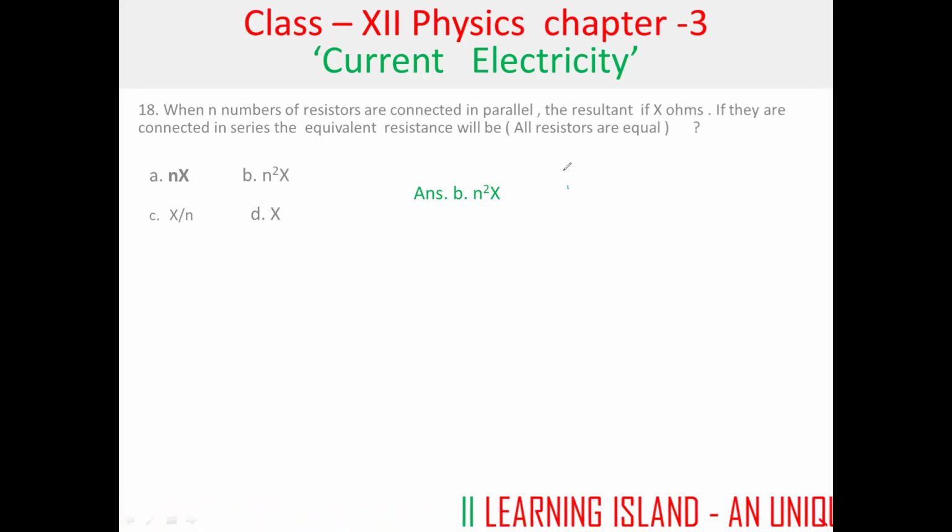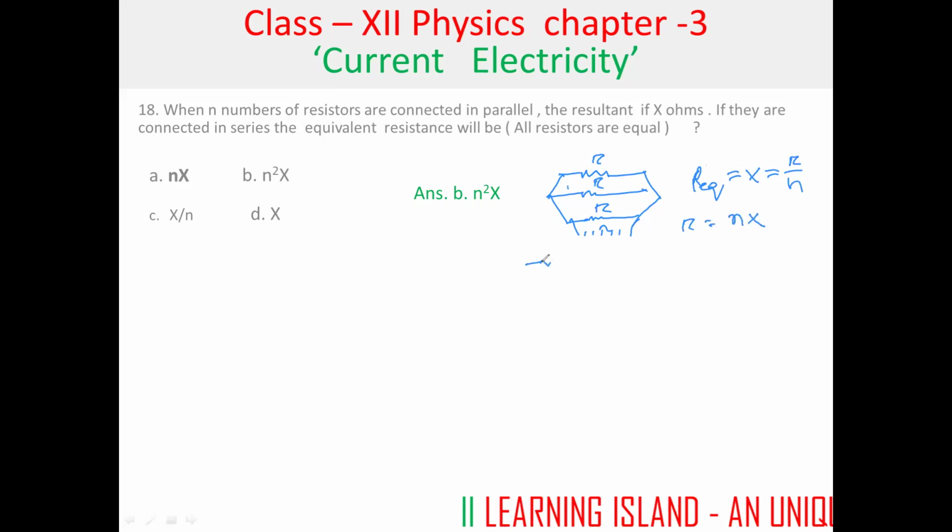See, n numbers of resistors are connected in parallel, n number, and the value of resistance of each, I don't know, suppose this is small r. So in case of parallel, the equivalent R equivalent, here it is mentioned x. So this would be equal to r by n. So r is coming n into x.